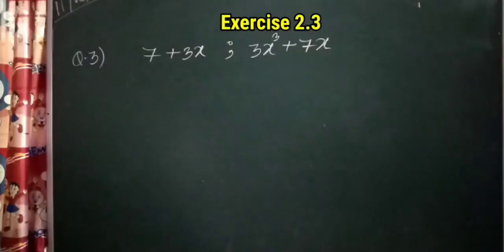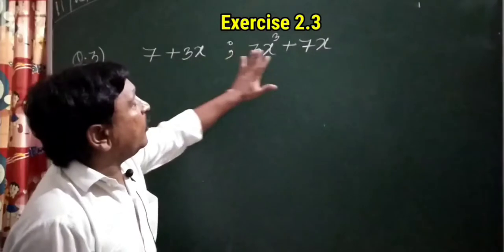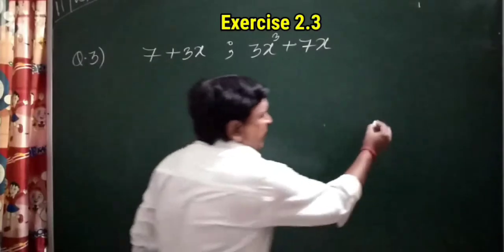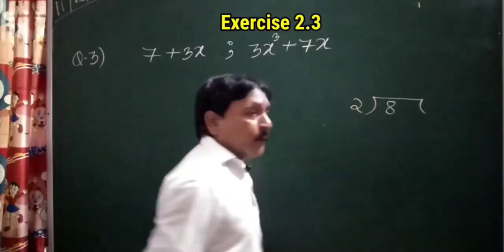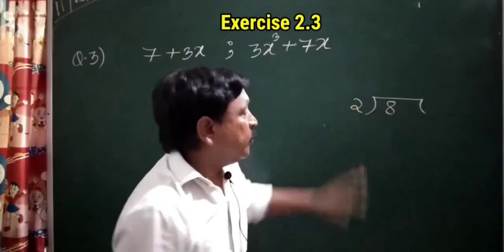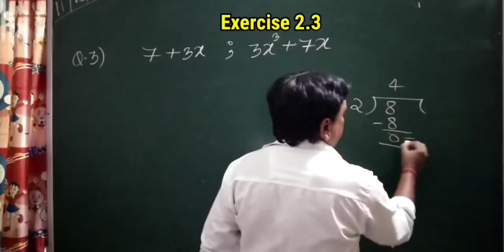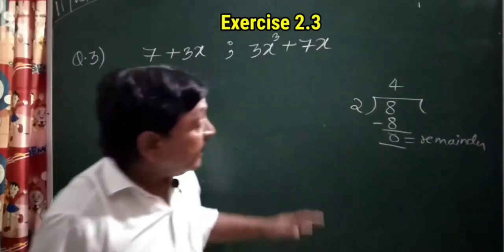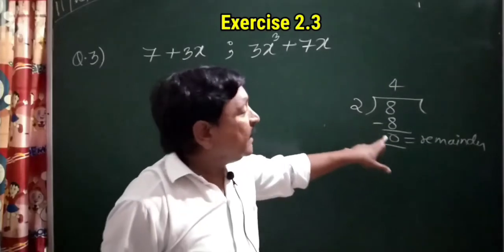Okay students, now see question number 3. Question number 3 is asking whether 7 plus 3x is a factor of this polynomial or not. So how to solve it? Just recall one thing. See here. Suppose there is 8 and there is 2. We all know that 2 is a factor of 8. It means if I divide 8 by 2, 2 4s are 8, what will come? Remainder 0. It means that if any number is divided by its factor, then the remainder comes 0.